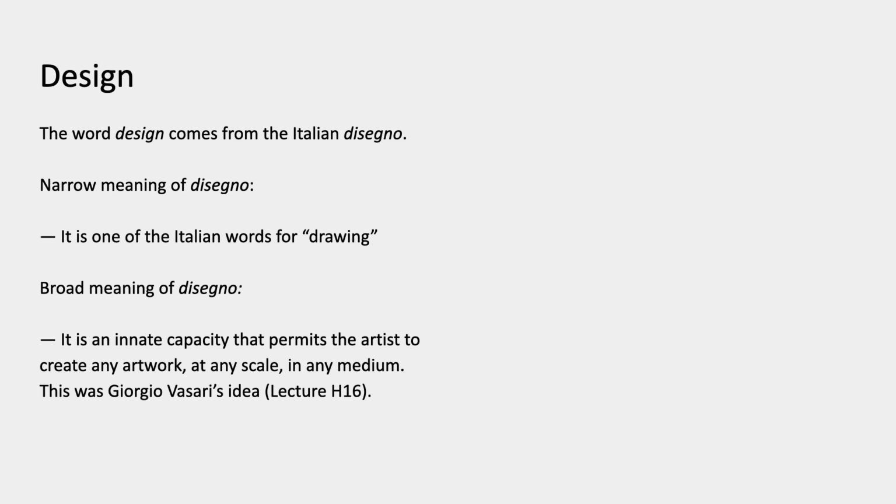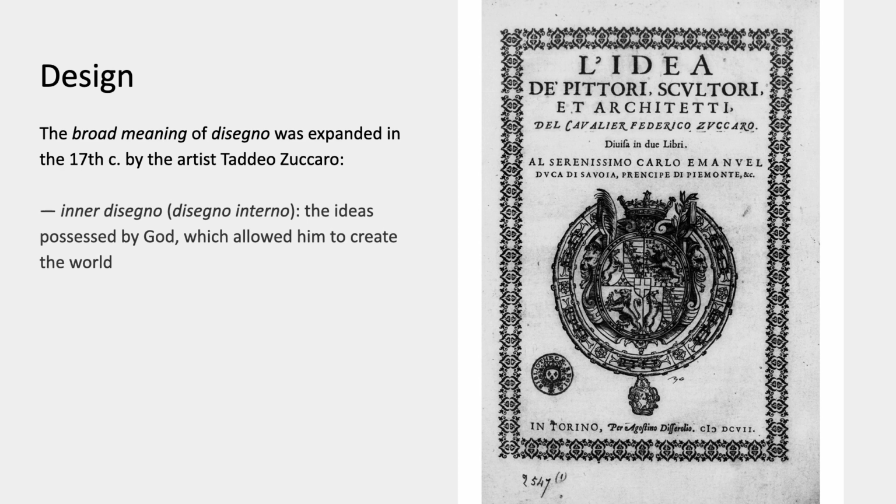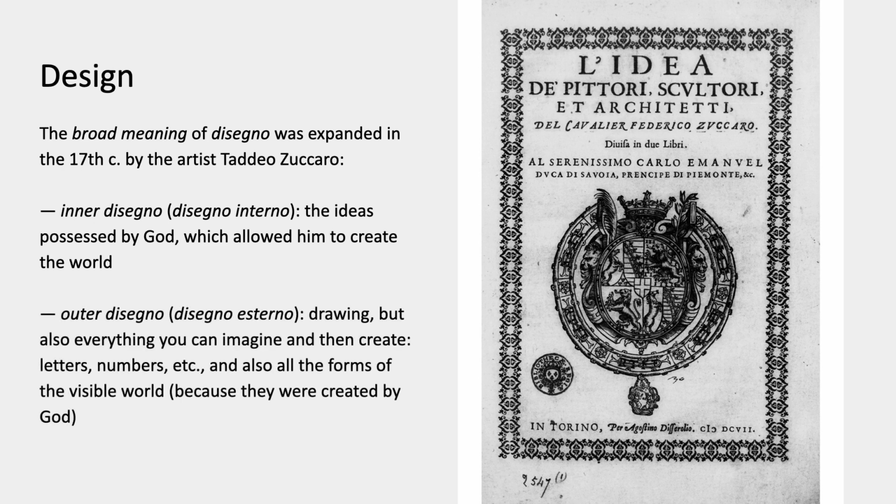This idea of disegno is also in Vasari, who's the topic of History Lecture 16. This broad meaning of disegno was then expanded even further in the 17th century, just after the Renaissance, by the artist Taddeo Zuccaro. He distinguished between what he called inner disegno, disegno interno, that is, the ideas possessed by God, which allowed him to create the world, and outer disegno, disegno esterno, which is drawing, but also everything you can imagine and then create. Letters, numbers, everything. And also all the forms of the visual world, because they were all created by God.